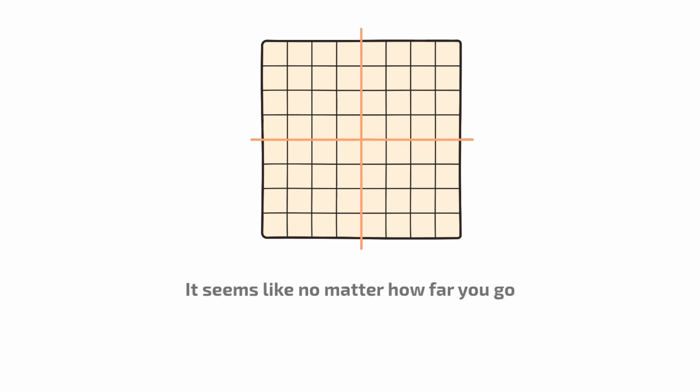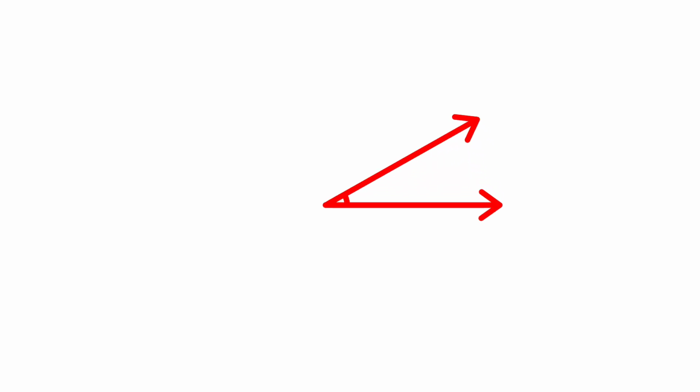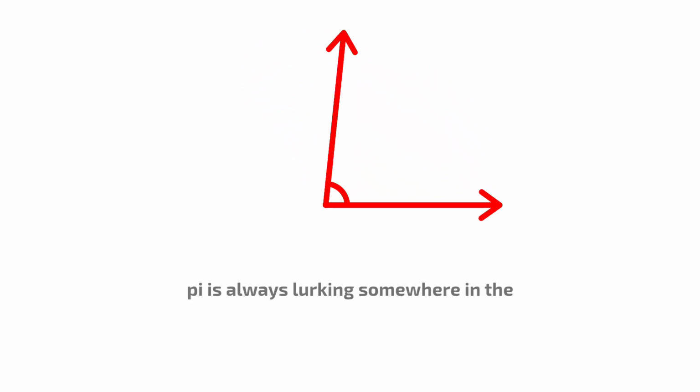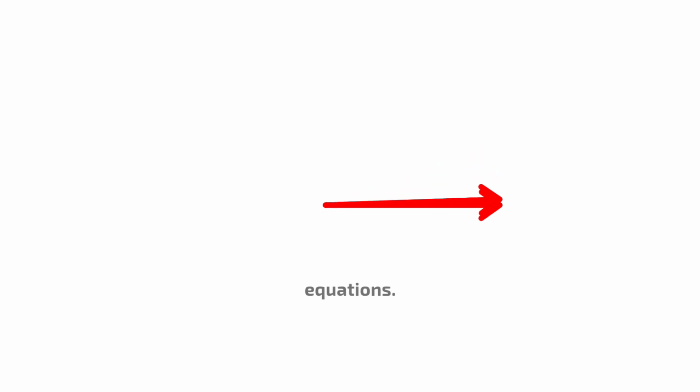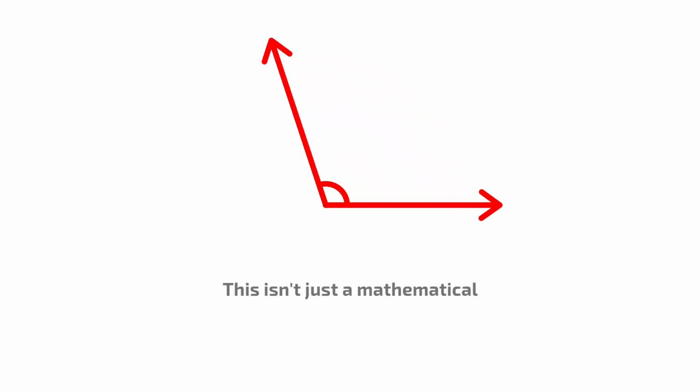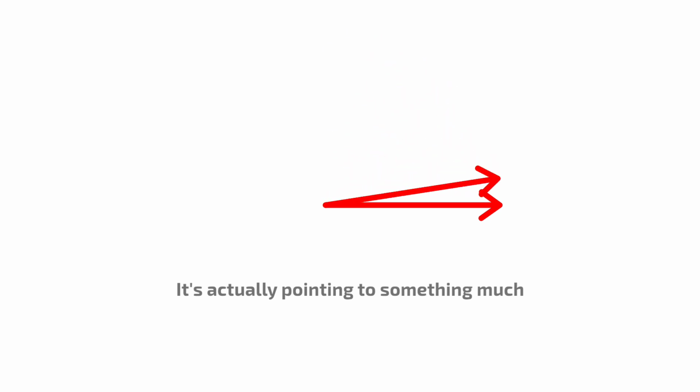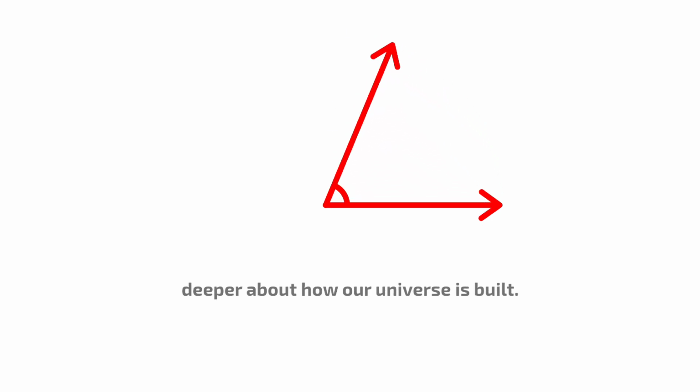It seems like no matter how far you go in physics, whether it's the tiniest particles or the biggest galaxies, pi is always lurking somewhere in the equations. This isn't just a mathematical curiosity, it's actually pointing to something much deeper about how our universe is built.